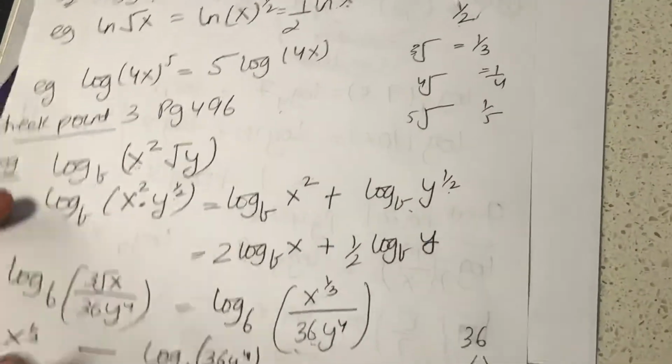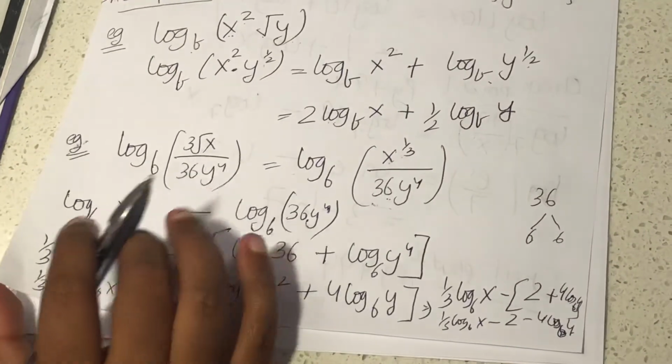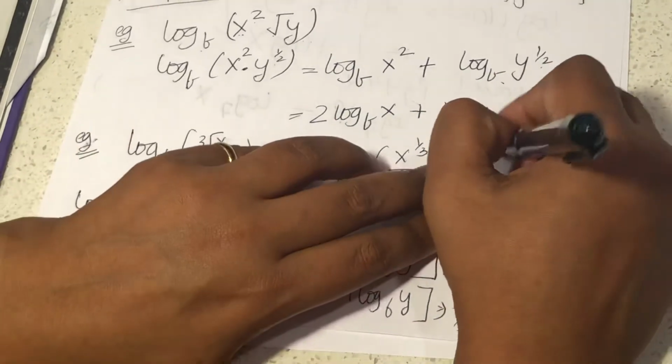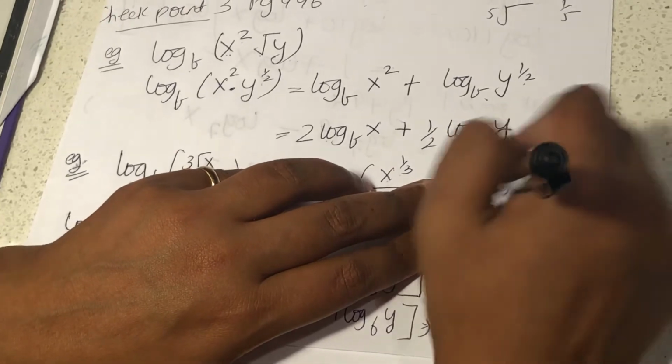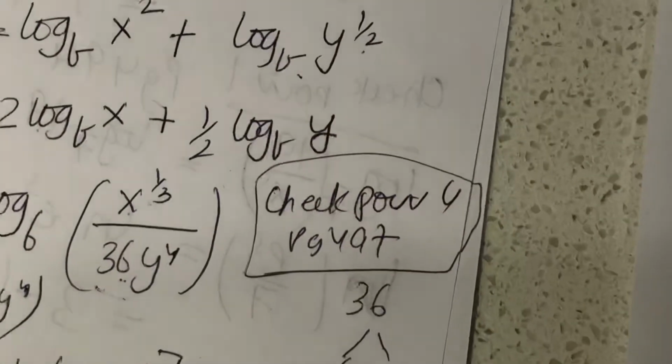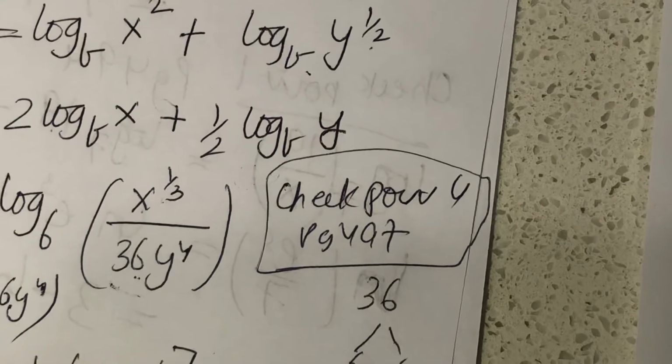After this, try checkpoint number 4 on page number 497. Checkpoint 4, page 497. This will all help you. Try that, and it will help you to solve the problems.